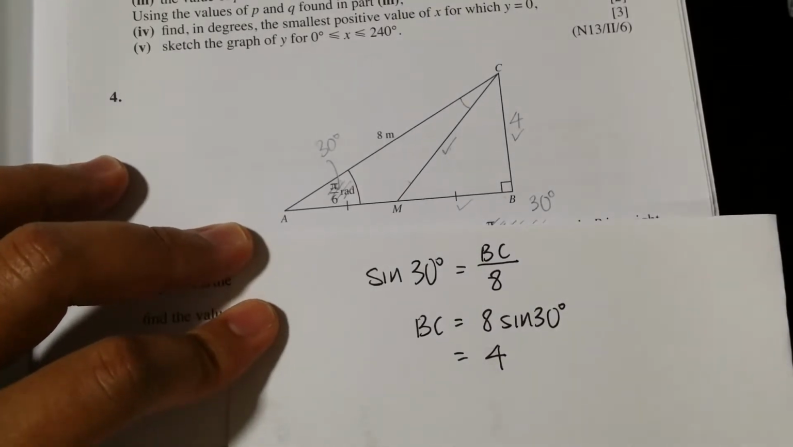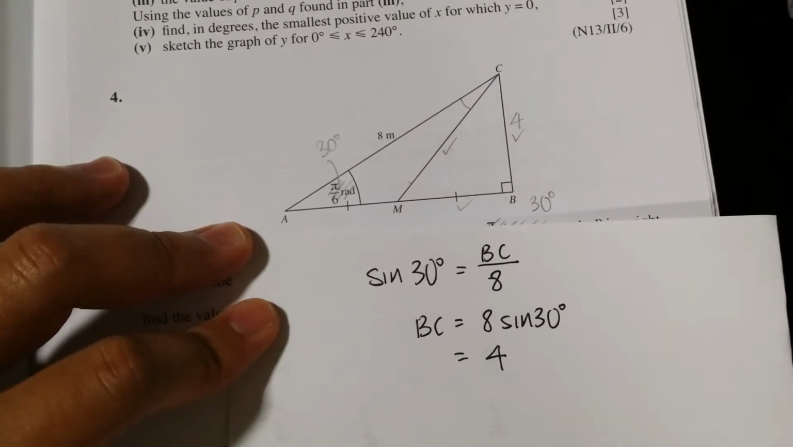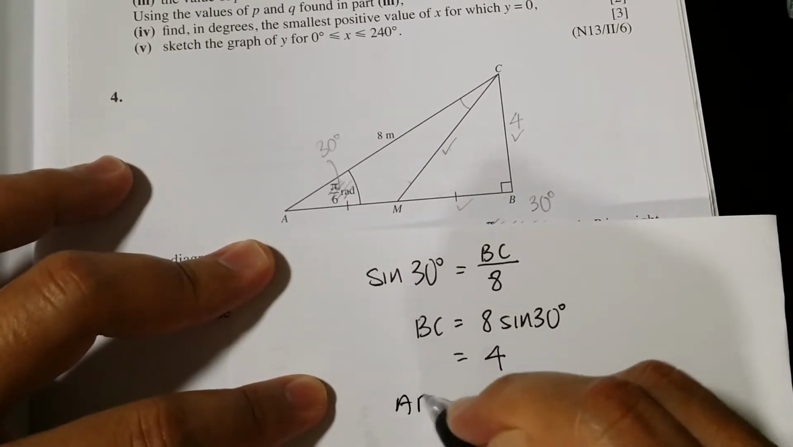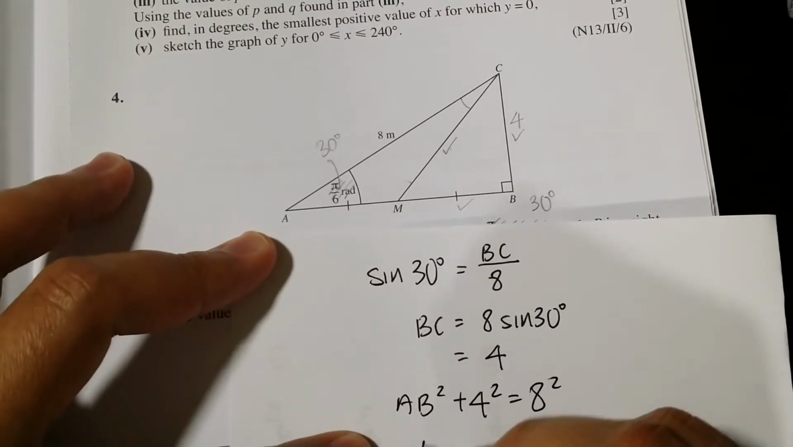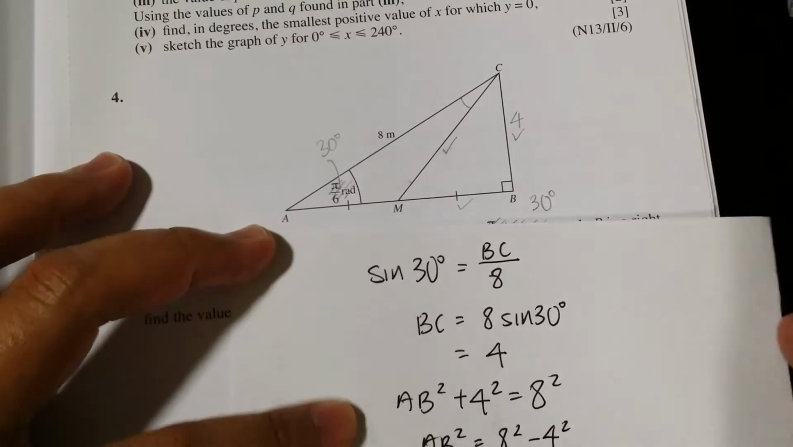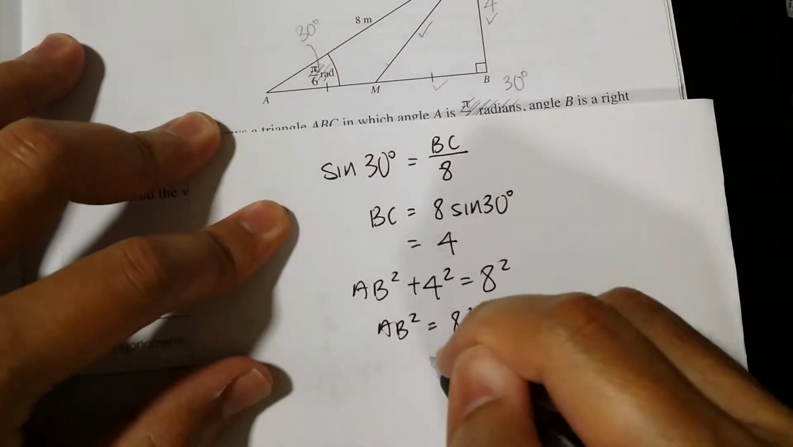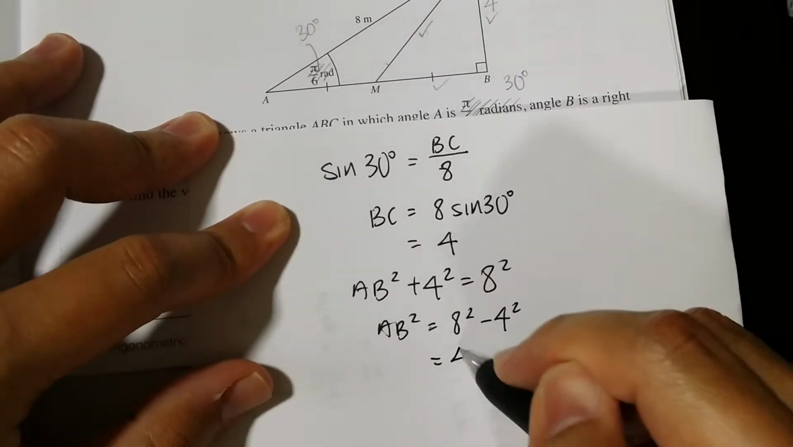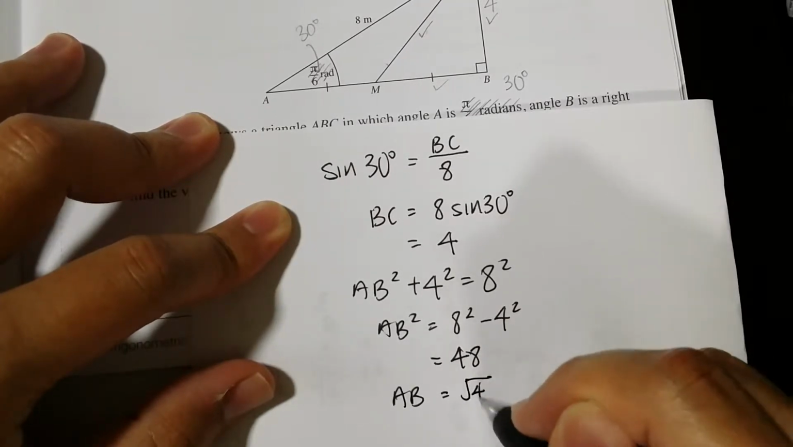You can continue to use Torcaso, or you can use Pythagoras theorem. I will use maybe Pythagoras theorem. Okay, seems easier. So AB square plus 4 square equals 8 square. AB square equals 8 square minus 4 square. Okay, then what's next? Calculate lah. 8 square minus 4 square, 64 minus 16. I get 48. AB will be equal to square root of 48.